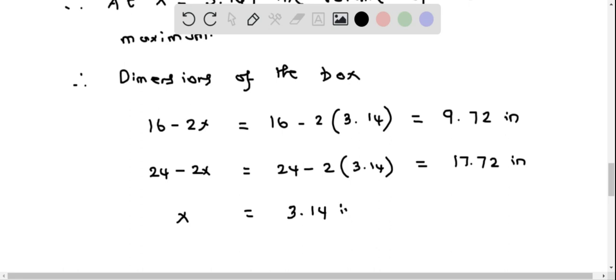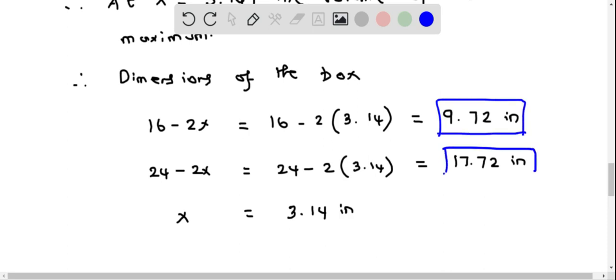So we have determined the dimensions of the box, that is 9.72, 17.72 inches, and then 3.14 inches. These dimensions give the maximum volume of the box.